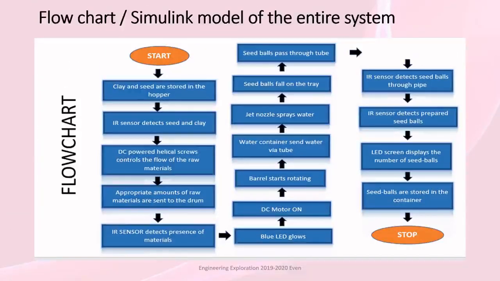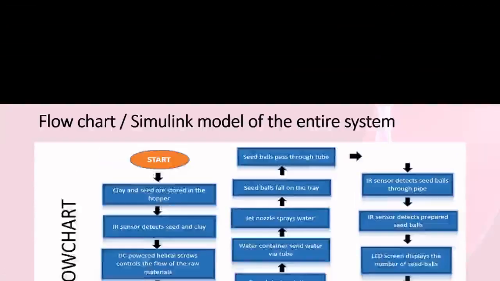Here is how the process goes on. Initially, the DC motor is turned on and the barrel starts rotating. The IR sensor detects the seed and clay, and with the help of the DC powered spirals, the input is driven towards the drum and released into the drum. The IR sensor detects the input by glowing the LED. The jet nozzle sprays water into the drum, and when seed balls are made, they fall onto the tray and are transported into the container through a tube. The IR sensor present in the tube detects the number of seed balls, which is displayed on the LED screen. The process is completed and the DC motor is turned off.